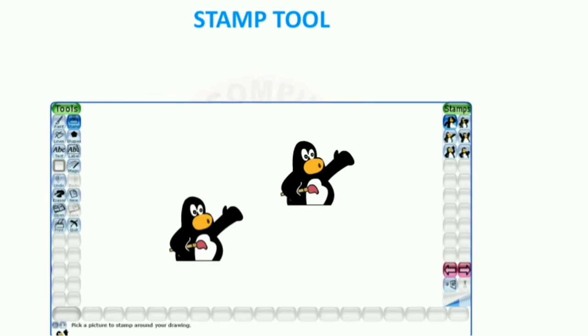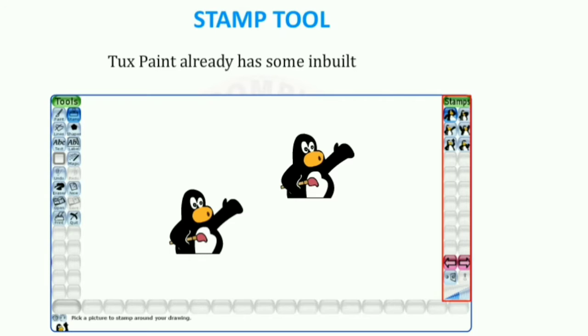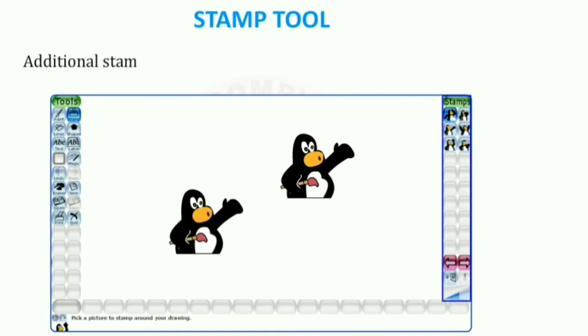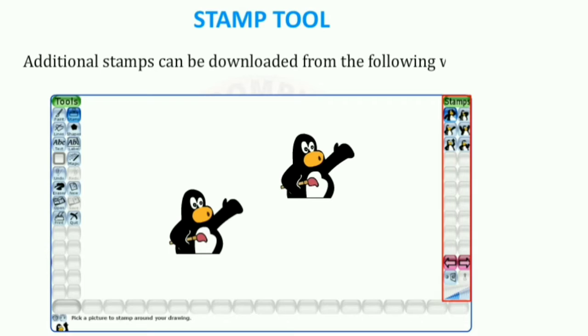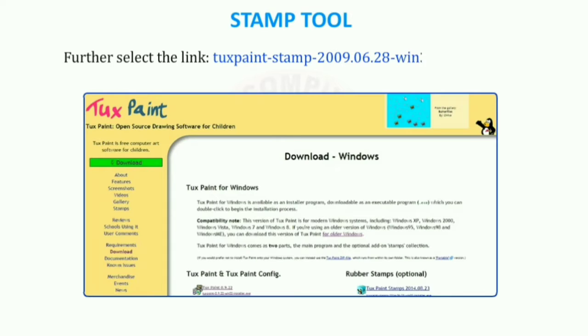Stamp tool. It is a simple tool which is used to put a stamp and add images in your drawing. Tux Paint already has some inbuilt stamps. Additional stamps can be downloaded from the following website: www.tuxpaint.org/download/windows. Further, select the link Tux Paint #stamp #2009.06.28 #win32 #installer.exe.